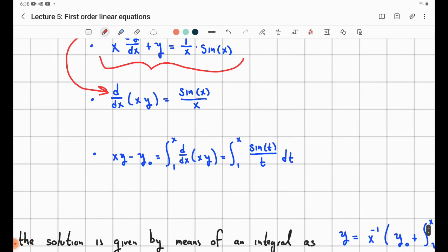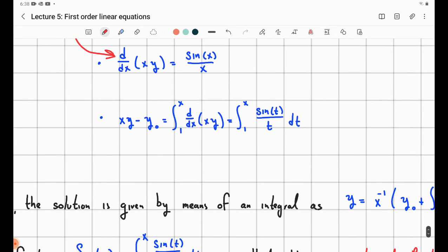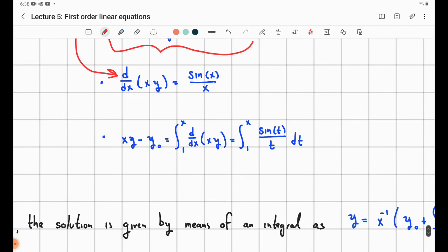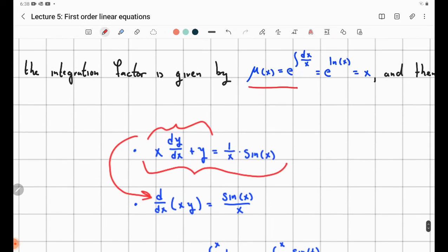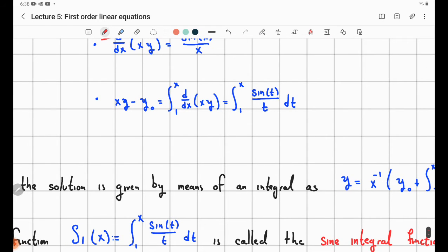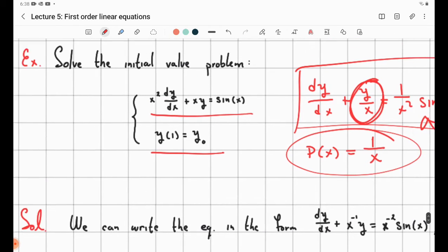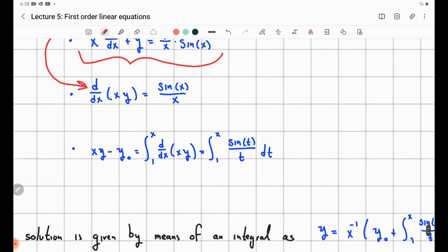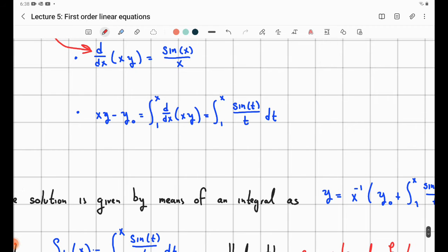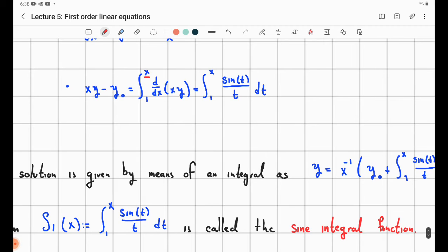Okay, so now at the end, we can just take the integral on both sides of this equation. If you take into account the initial conditions, we need to consider the integration limits. The lower limit is just 1, which gives us the initial position for x, and we take the integral between 1 and x, which is the independent variable. So we can take the integral on both sides of this equation in order to solve it.